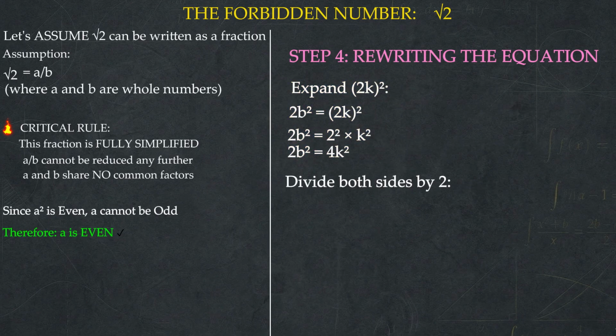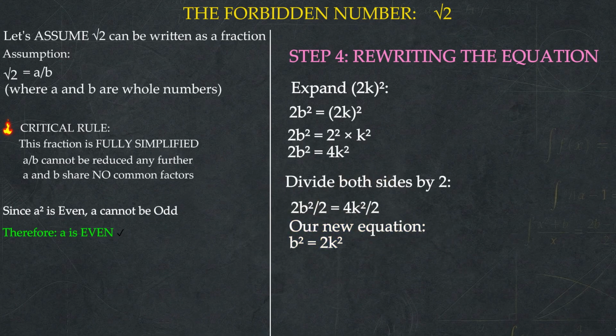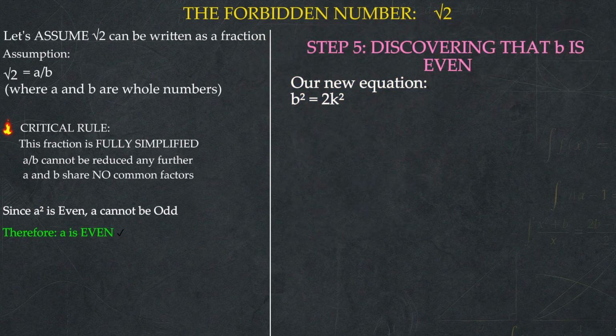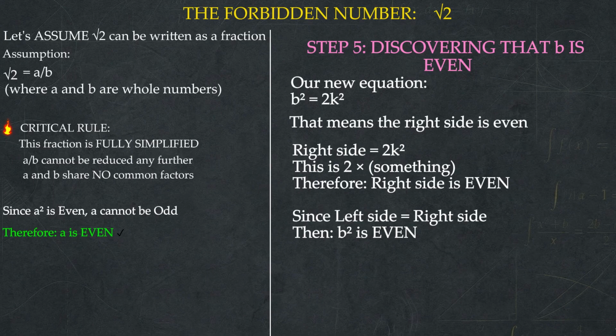Now divide both sides by 2. We get b squared equals 2k squared. This is our new equation, and it's about to reveal something shocking. Look at this new equation. Now the right side is 2 times something. 2 times k squared. That means the right side is even. So the left side, b squared, must be even. And just like before, if b squared is even, then b itself must be even. This is our second discovery.